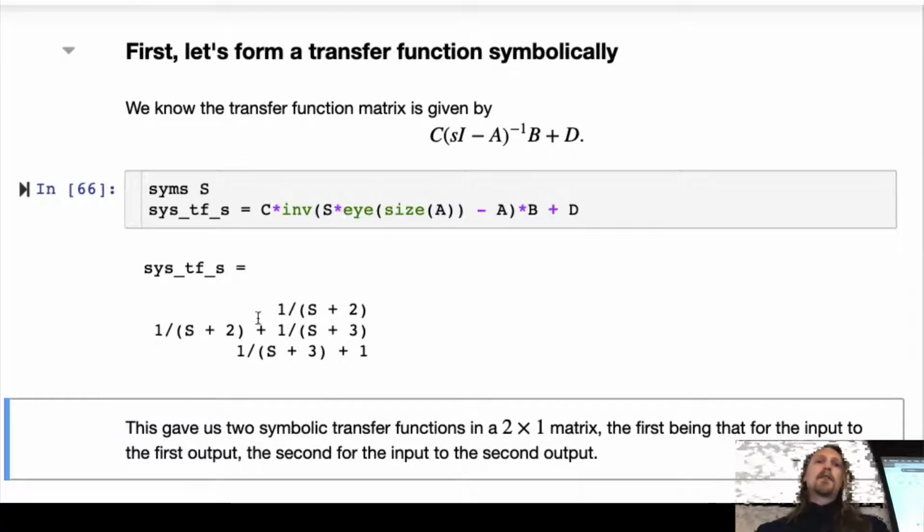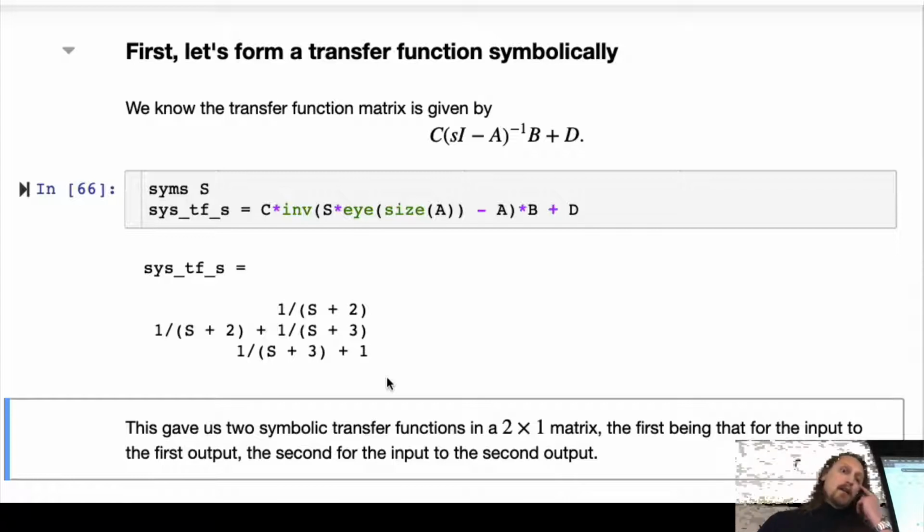And I got these transfer functions out. So there are 3 of them. That makes sense, right? You get a matrix of transfer functions, 1 transfer function for each pair of input and output. So we had 1 input and 3 outputs. So we have the transfer function from the input to output 1, input to output 2, and the input to output 3. That's what these 3 rows are.